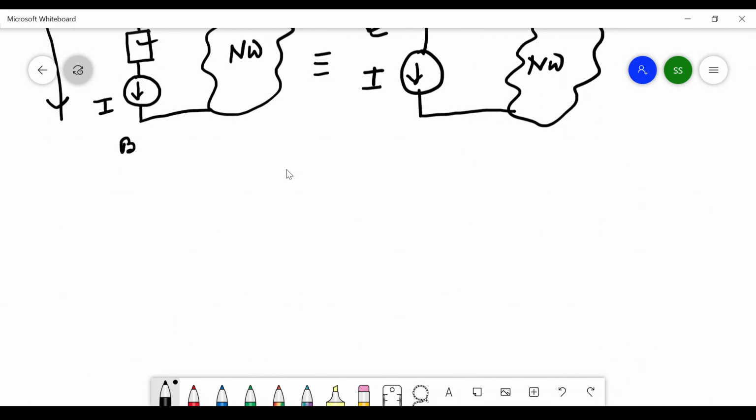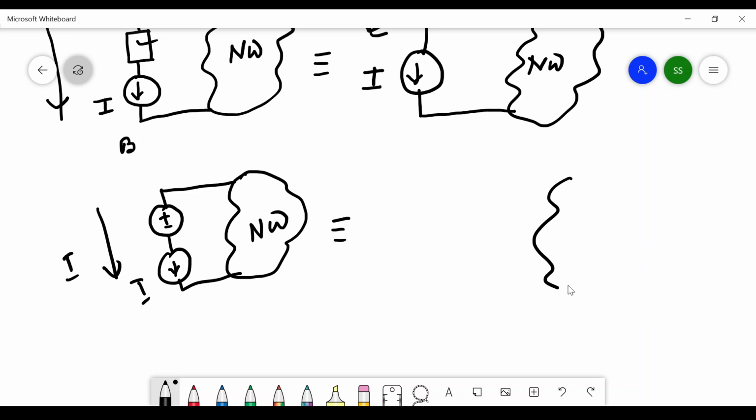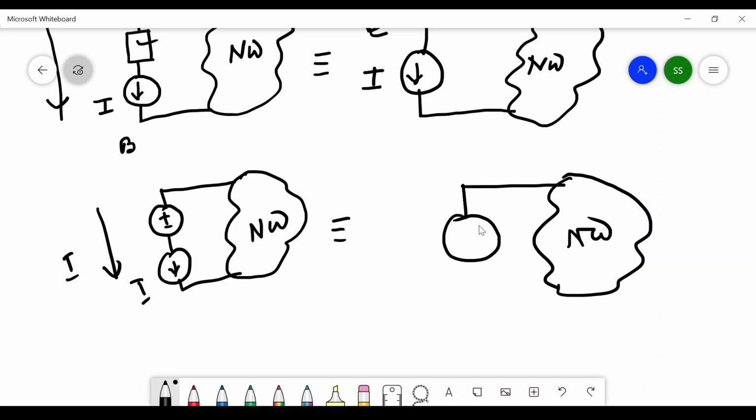Similarly, let's say along with the current source there is a voltage source available. Let's say this is a network, and in series with a voltage source we are having one current source. So in this particular branch the current will be I. We can draw the equivalent circuit like this way. The voltage source can be dissolved, and only the current source will be there.